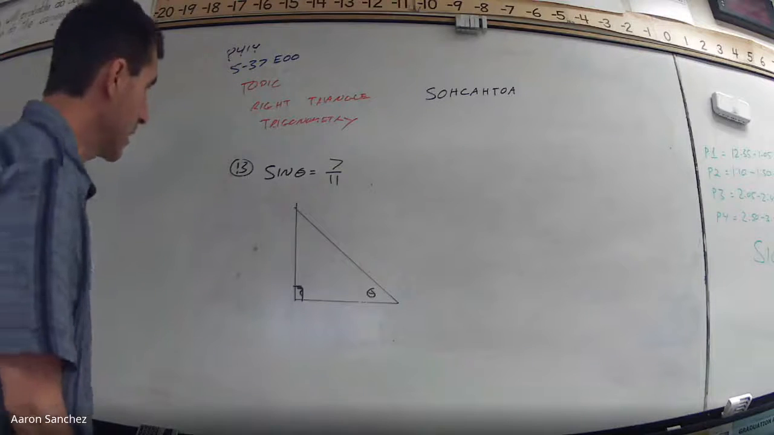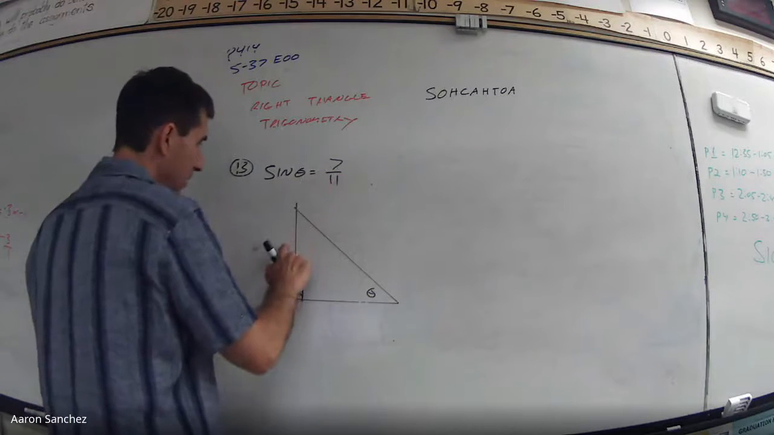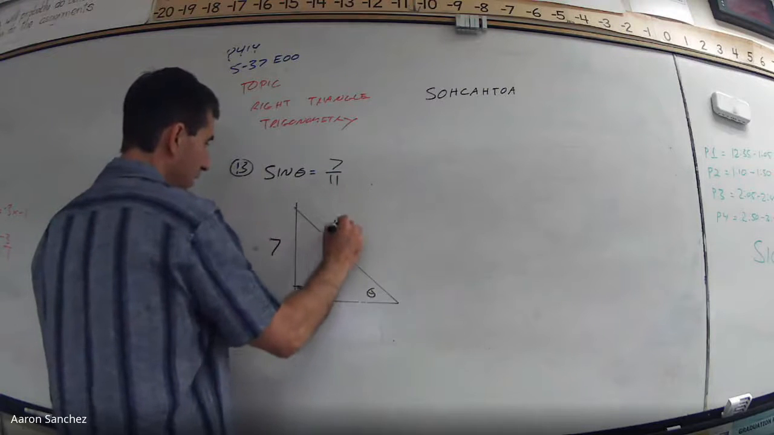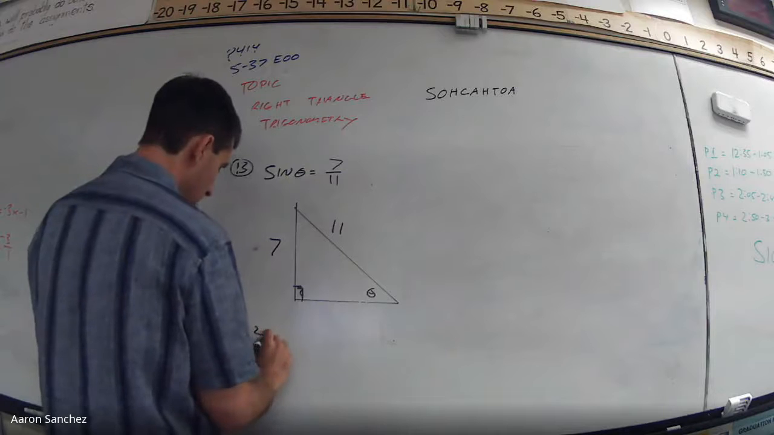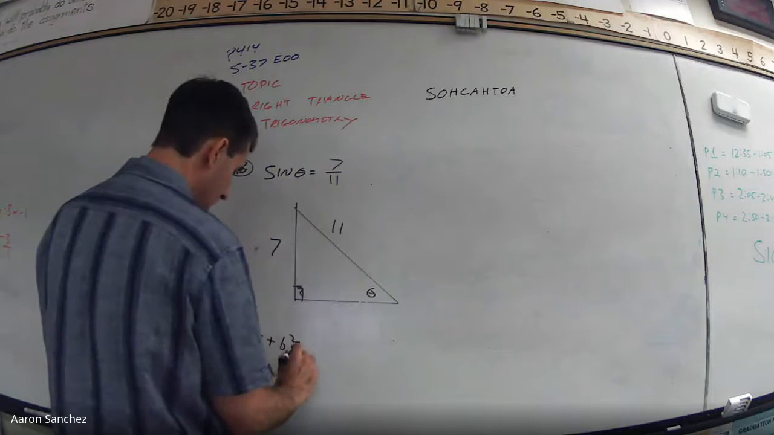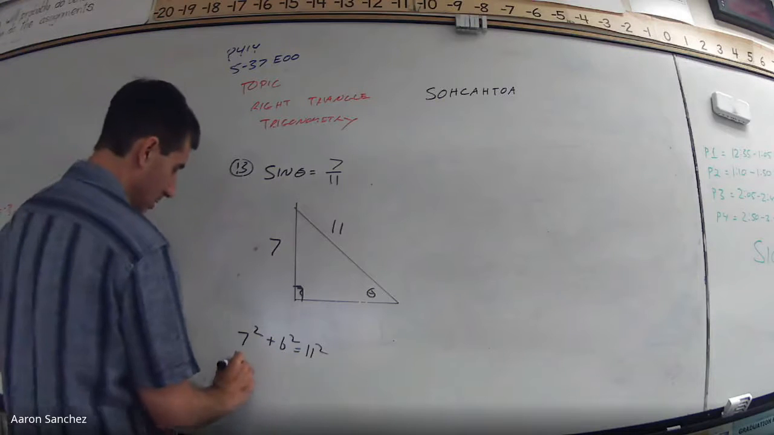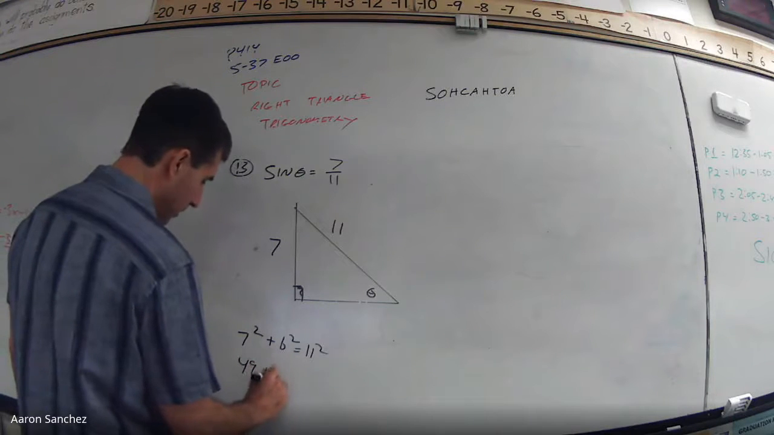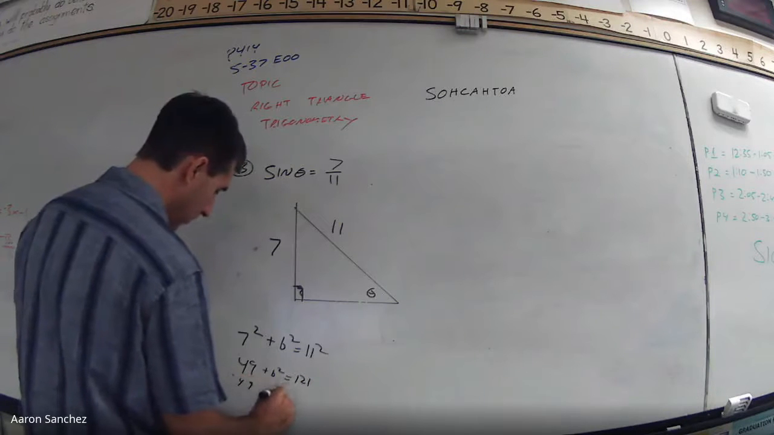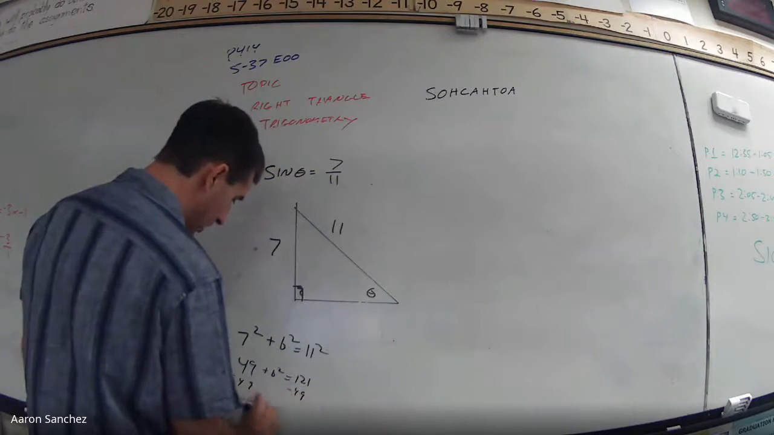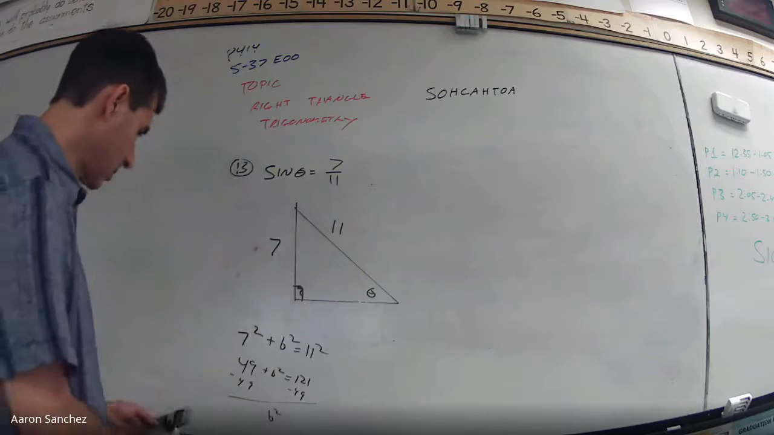Now that I have this, I know sine is opposite over hypotenuse. So I know this is 7, and this is 11, the hypotenuse. I just have to figure out this side by going 7 squared plus b squared equals 11 squared, and solve for that side. So it's 49 plus b squared equals 121. I subtract 49 on both sides. I'm just solving it. You can solve it on your own.